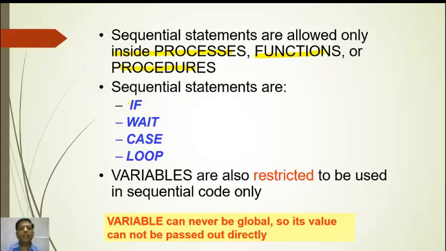Sequential statements are if, wait, case and loop. These are the four sequential statements: if, wait, case and loop. Variables are also restricted to be used in sequential code only. Variables can never be global, so their value cannot be passed out directly.